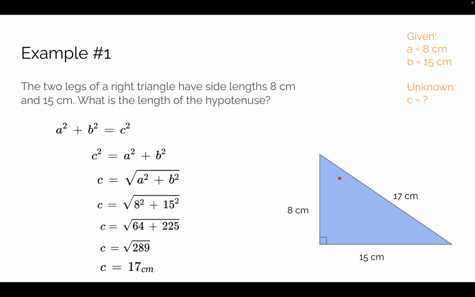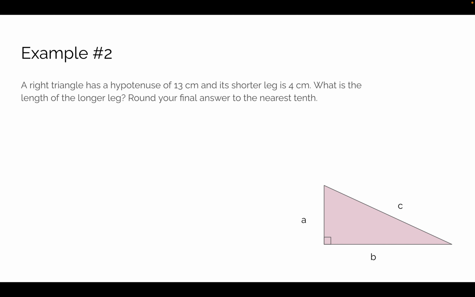And that's it for example number 1. Let's move on to example number 2. This states that a right triangle has a hypotenuse of 13 centimeters and its shorter leg is 4 centimeters. What is the length of the longer leg? Round your answer to the nearest tenth.